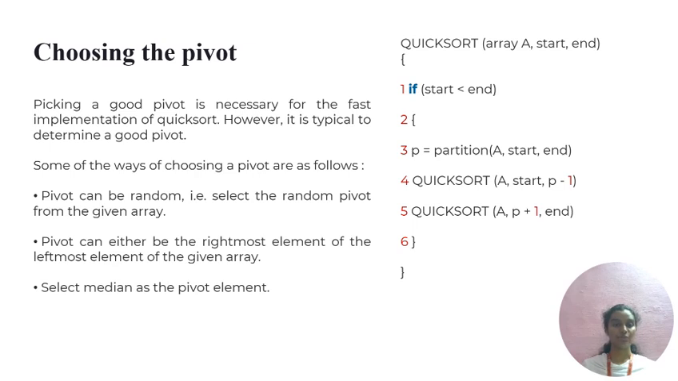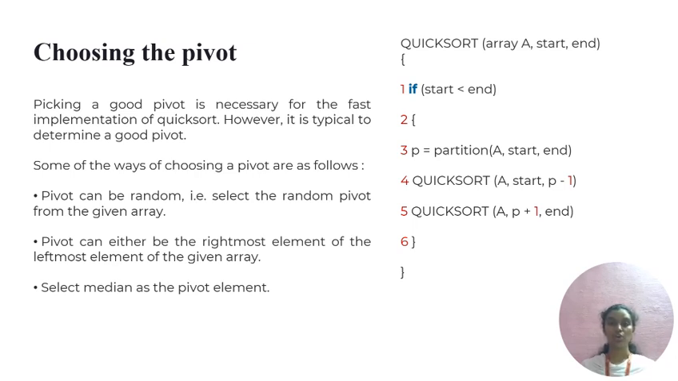Choosing the pivot. Picking a good pivot is necessary for the faster implementation of quicksort. However, it is difficult to determine a good pivot. Some of the ways of choosing a pivot are as follows. The pivot can be random, that is, select a random pivot from the given array, and the pivot element selection depends on the person. The pivot can either be the rightmost element or the leftmost element of the given array. Or select the median as the pivot element. The algorithm is as follows.